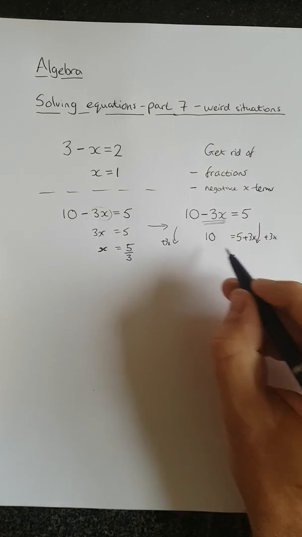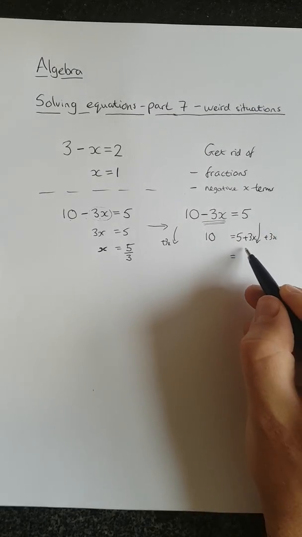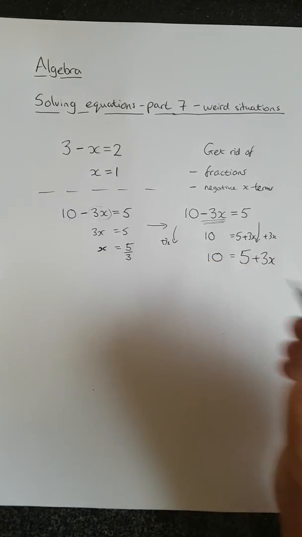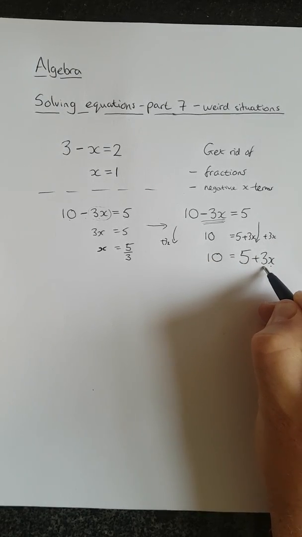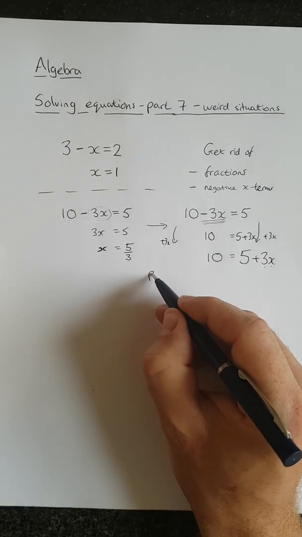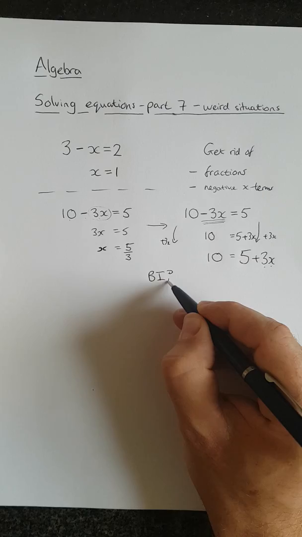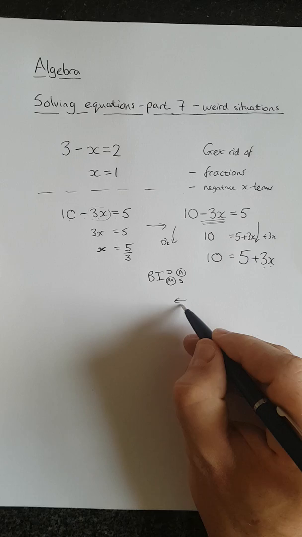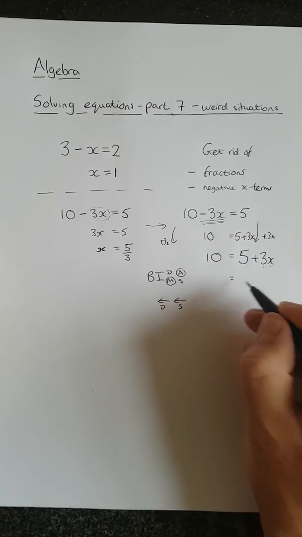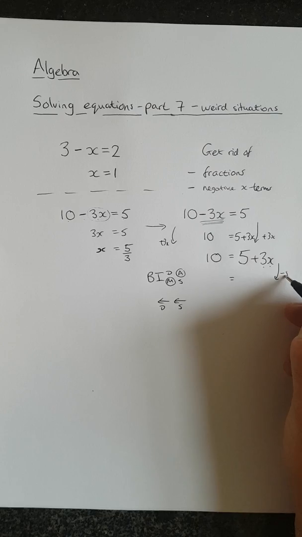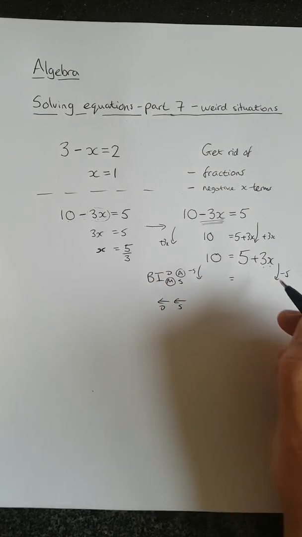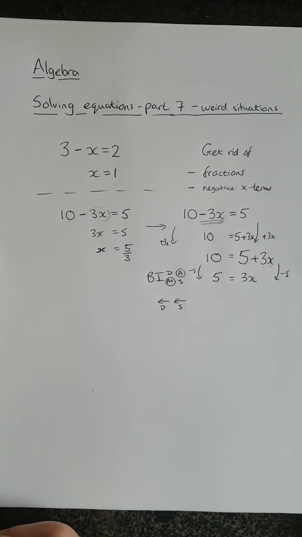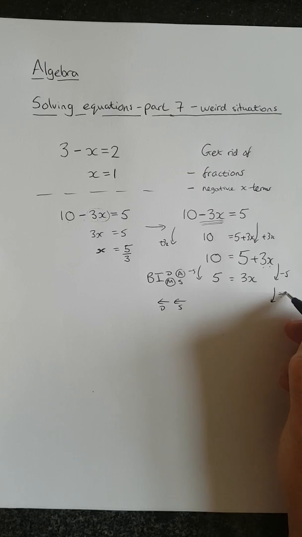Now, this looks far more like what we're used to. I'm going to write it larger because it's not very clear. X has been multiplied by 3 and had 5 added. So I'm going to subtract and then divide. So subtracting 5 from both sides. And then dividing by 3.